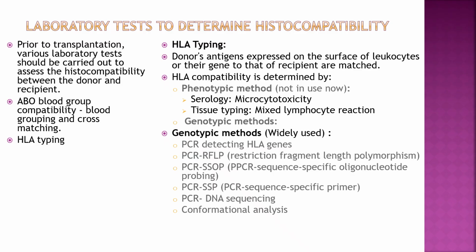HLA compatibility is determined by phenotypic and genotypic methods. Phenotypic methods are not in use now: serology, microcytotoxicity, tissue typing, mixed lymphocyte reaction. Genotypic methods are widely used: PCR detecting HLA genes, PCR RFLP (restriction fragment length polymorphism), PCR SSOP, that is, sequence specific oligonucleotide probing, then PCR SSP, sequence specific primer, PCR DNA sequencing, and conformational analysis.